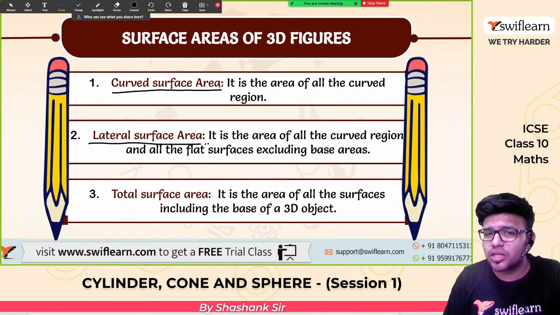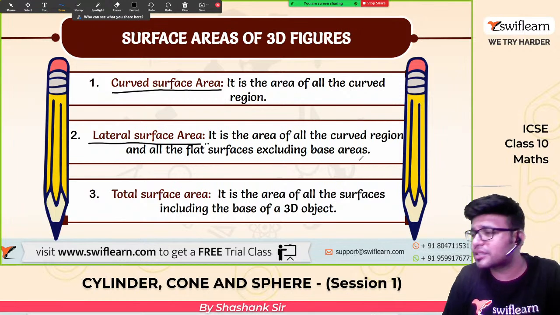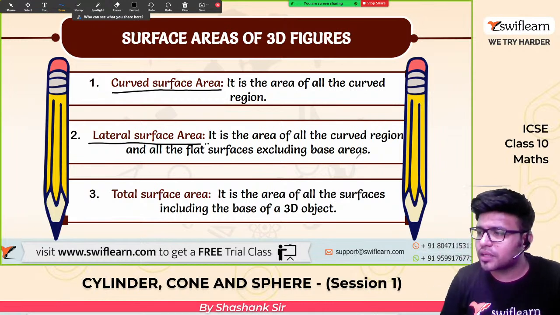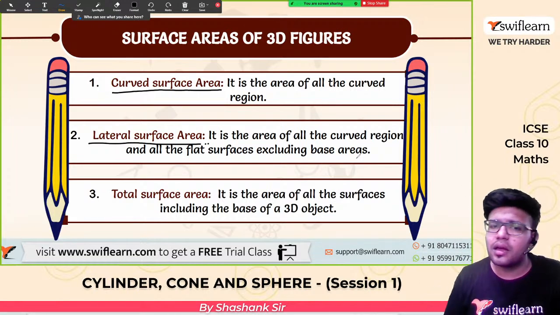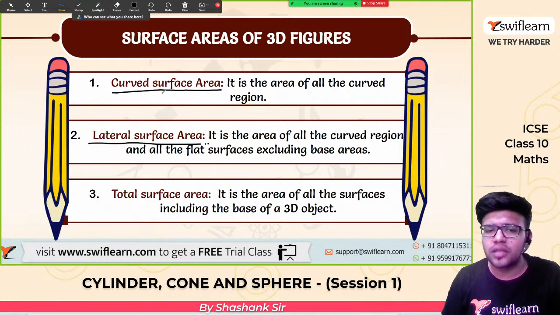Okay, so curved surface area, curved है. Lateral surface area, देखो यार, it is the area of all the curved region and all the flat surfaces excluding the base areas. Base area छोड़ के जो भी है, that is lateral surface area. Lateral surface areas are used for cube and cuboids. Curved surface area is used for spheres, hemisphere, and cylinders.